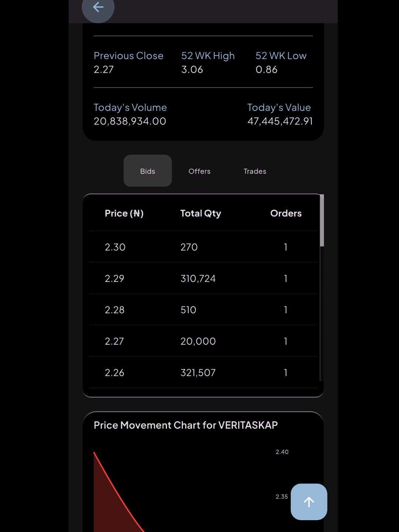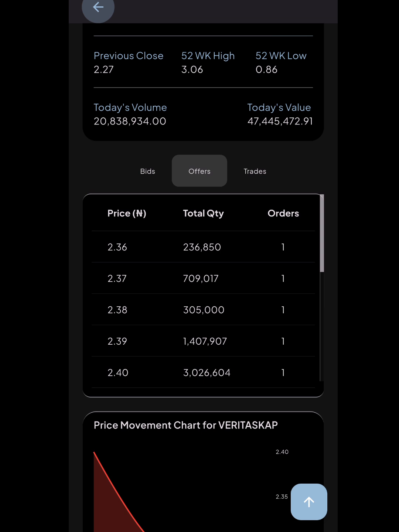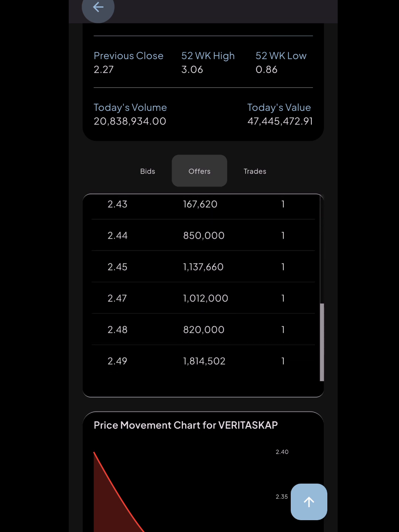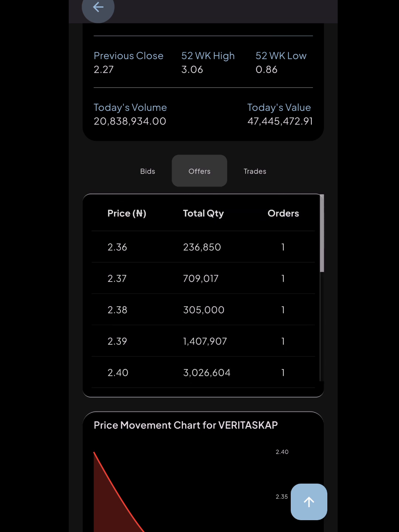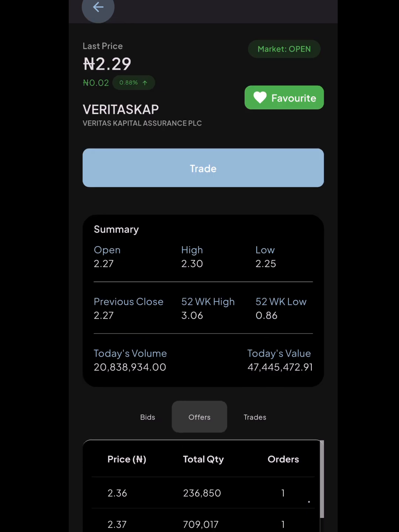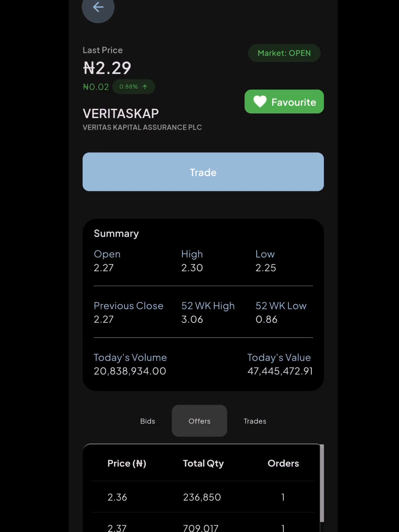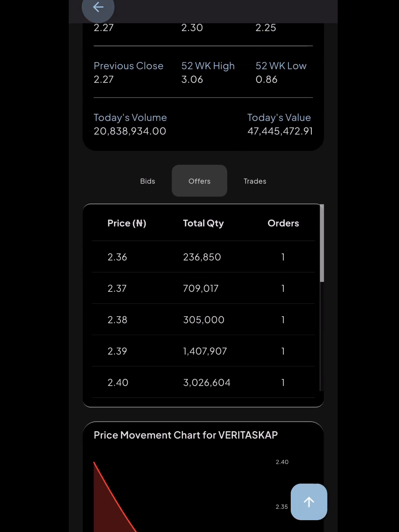Bids are basically people that are buying it or are looking to buy it, how much price they are setting, and offers are people who are selling. This is how much they are selling for and all of that. So usually I either buy at market price, which is 2.29 currently, or I buy with the cheapest offer, whatever someone is selling for. So the cheapest offer is 2.36.